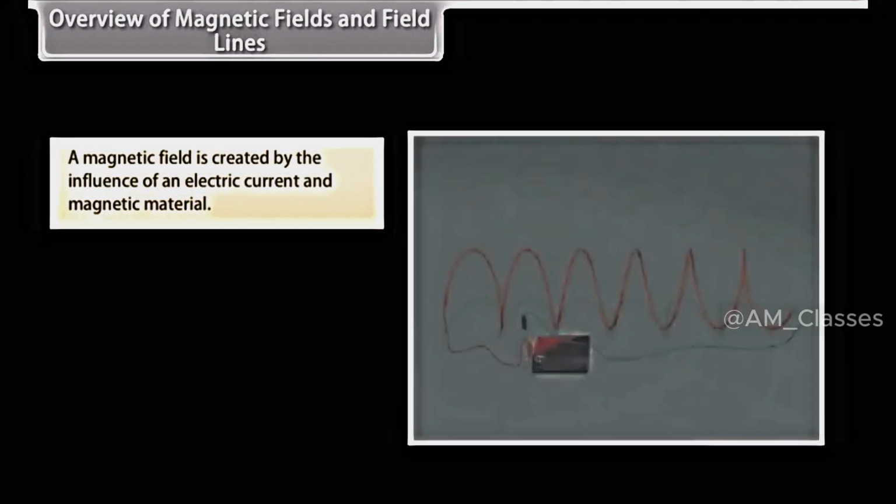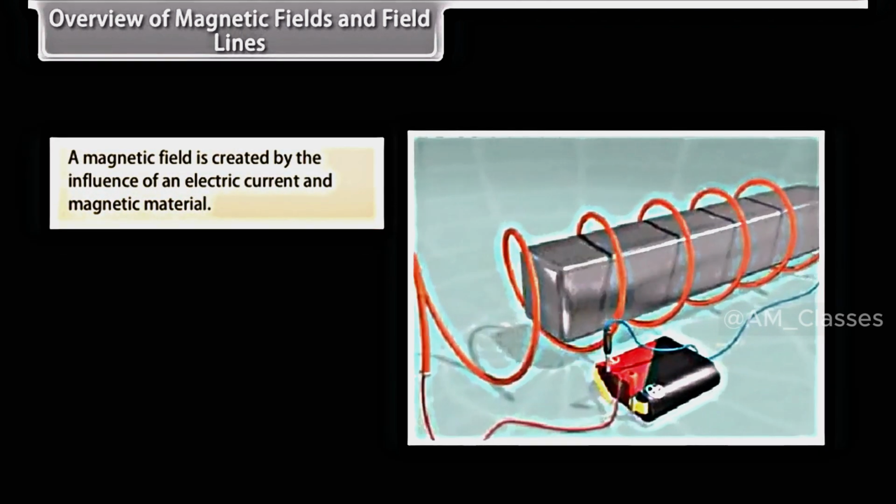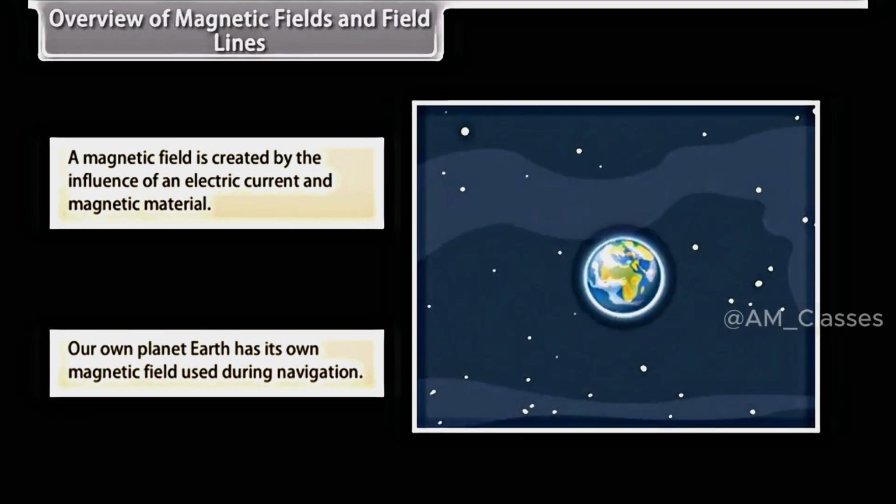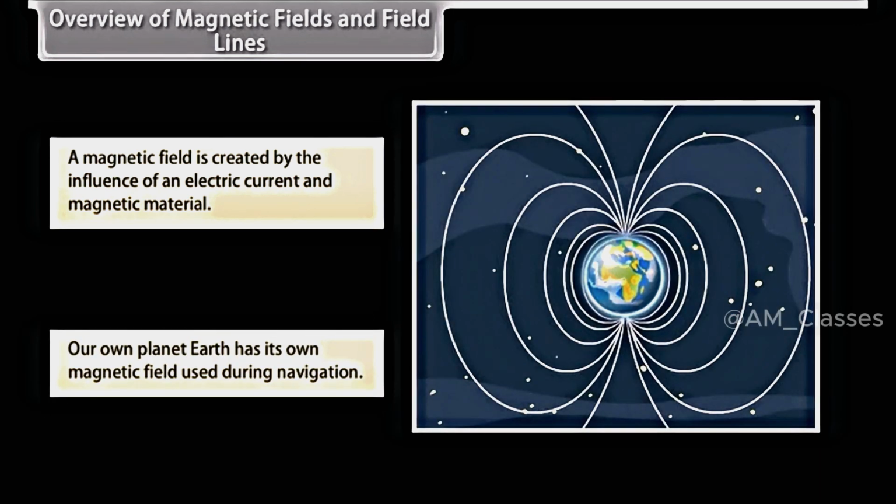Overview of magnetic fields and field lines. A magnetic field is created by the magnetic influence of an electric current and magnetic material. Our planet Earth produces its own magnetic field, which is an important factor during navigation. Magnetic fields are also used in electric devices such as transformers. Magnetic field lines can be compared to the constant altitude lines that are visible on a map.